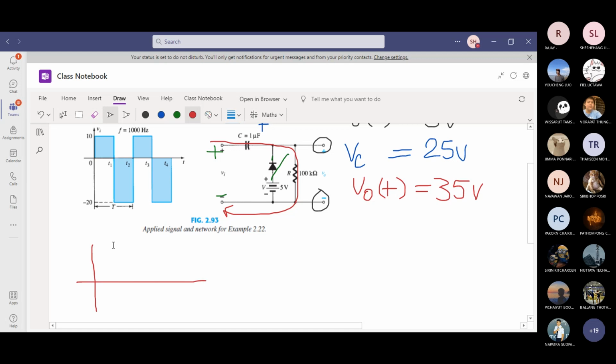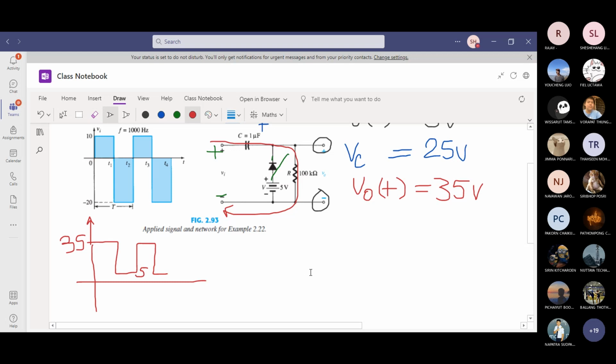Positive half cycle, we found the value is, extend this axis a bit. This one is 35. Negative half cycle, how much was the voltage? Plus 5. So something like this. Not drawn to scale, but I believe you get the idea. 35 volts, and here, this level is 5.